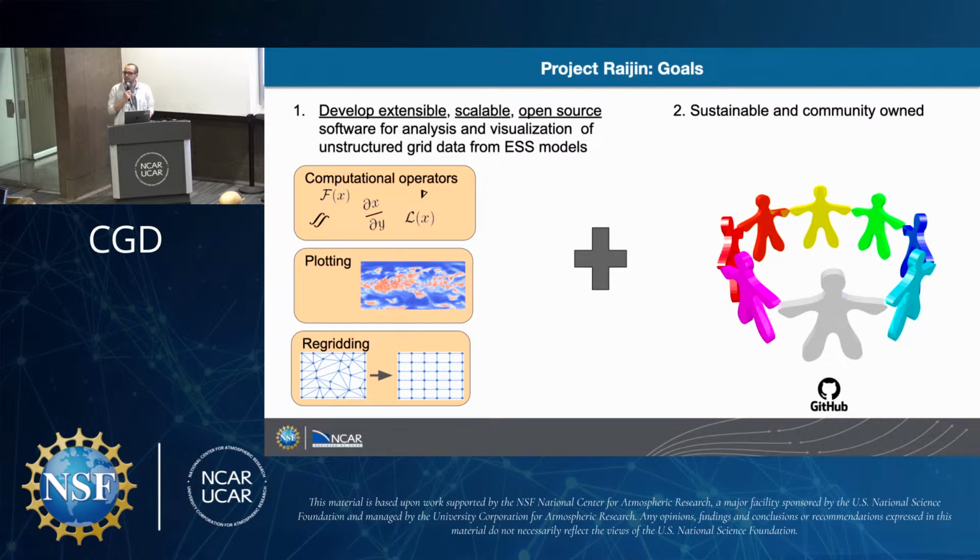Two essential goals we have here. One is the obvious development of scalable functionality for analysis and visualization of the native unstructured grids without needing to regrid them to latlon grids, which is at the core of Project Raijin or UXarray. While doing this, we are ensuring community ownership around this for the long-term sustainability of the software tool, so the community can benefit from it and also even contribute to it for their expanding needs as well.